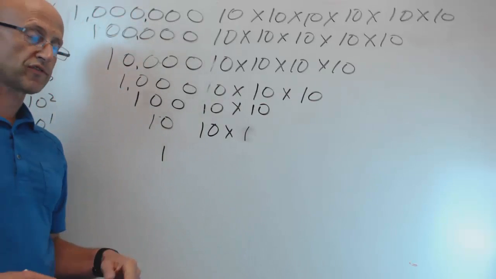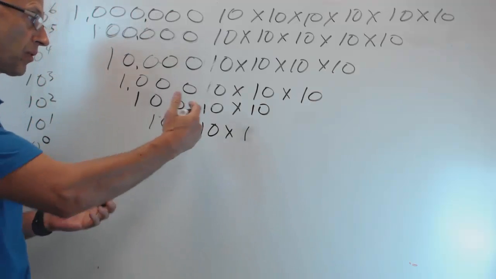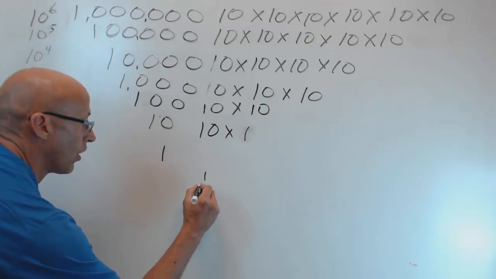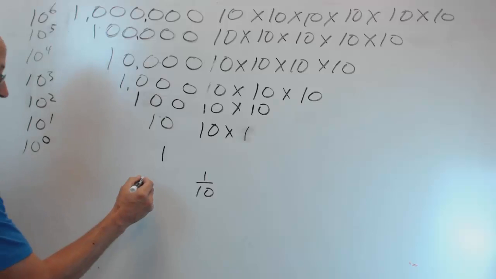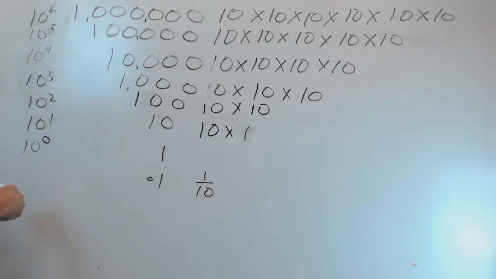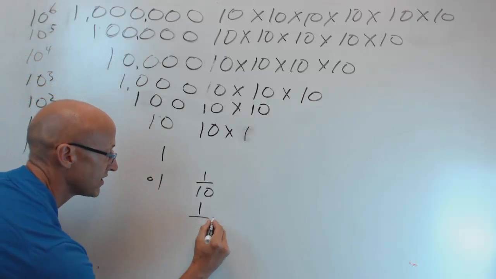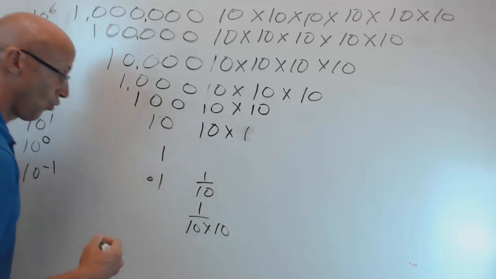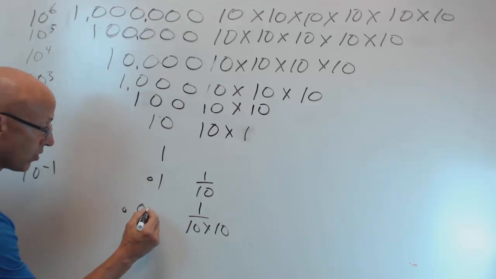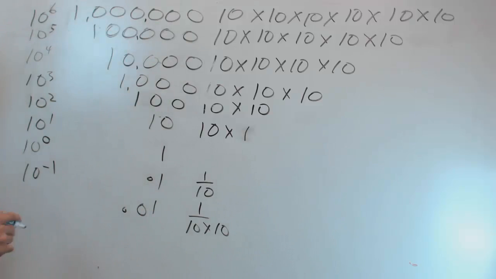Okay, so now what happens if I continue on with this pattern? Instead of multiplying by 10, I start dividing by 10. So I go down here and I say, okay, I'm going to take 1 and divide it by 10. I would end up with 0.1. If I wanted to express that with exponential notation, it would be 1 times 10 to the minus 1. And if I then decided to divide by 100, that would be 0.01, which is 10 to the minus 2.